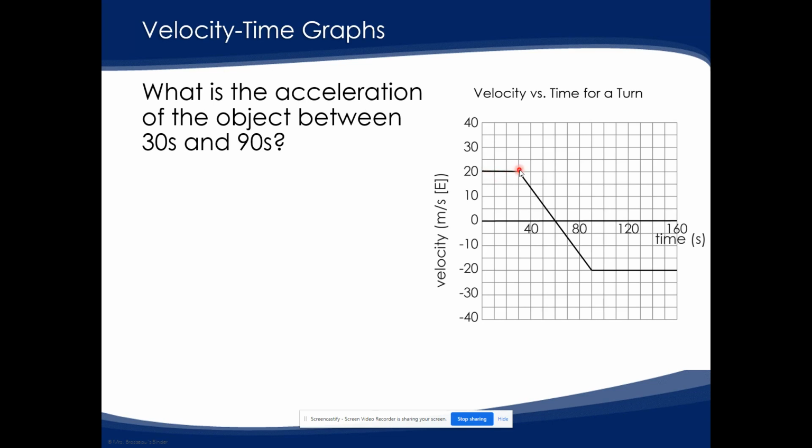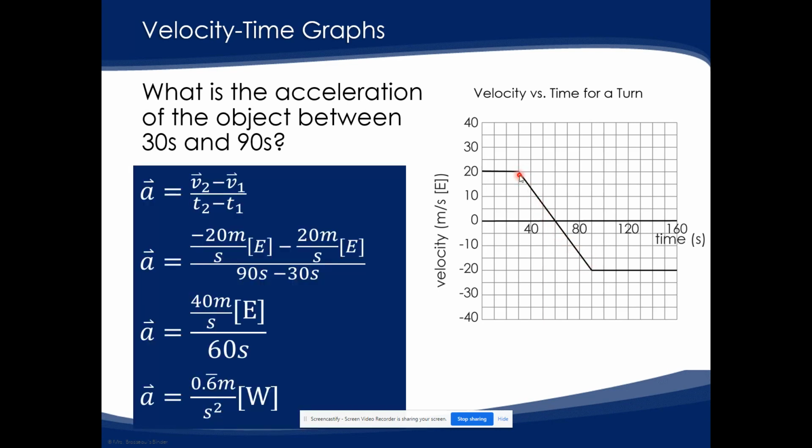Now between 30 and 90 seconds, there's definitely something happening. So we have to do some calculations to find the slope of that line. We're going from our ending point at negative 20 meters per second east minus our positive 20 meters per second east, and then our time difference was 90 seconds minus 30 seconds. We end up with an acceleration of 0.6 meters per second squared, but it's negative, so we flip our direction to say that we're heading in positive acceleration in the westward direction now.